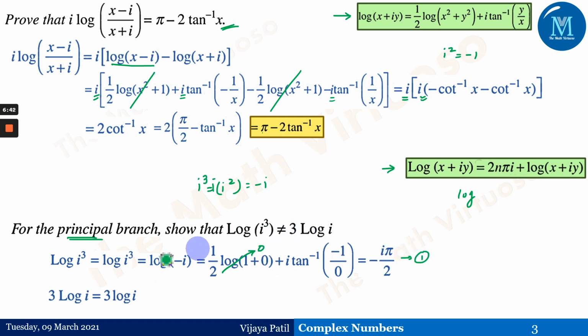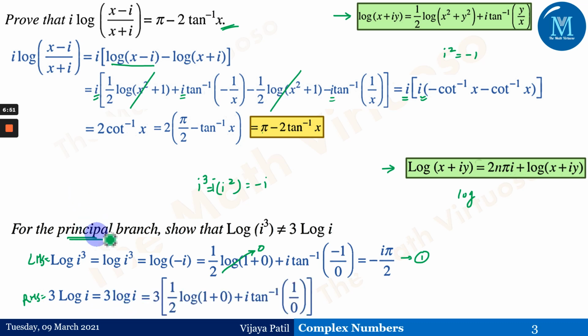So LHS we have considered. Now RHS is equal to 3 times log of i, because we are to do it only with the principal branch. That's the reason we are not considering the 2 pi n into consideration. We are just dealing with log of x plus iy here. 3 times log of i, which is again the same thing, we are going to get 3 times i pi by 2. And therefore, if you observe here, this is the second equation, and if you observe the first and second, they are not equal, and that's the reason we have got this particular identity over here.